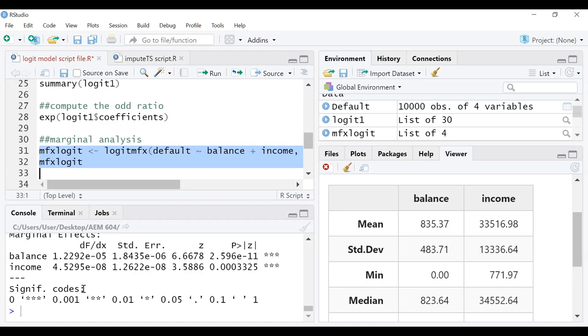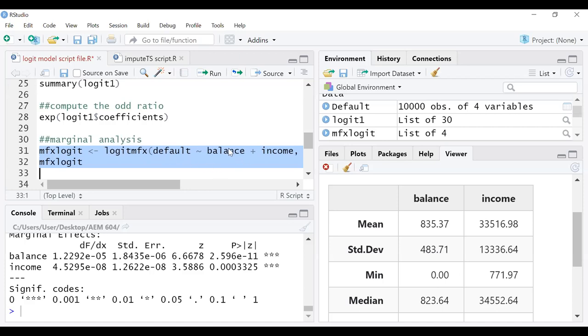No. I will come again, Prof. Can you please go back to the interpretation? Yeah, I want to go back to the interpretation because that is very important. Our interest is to look at the determinants of the probability of default. We have default.